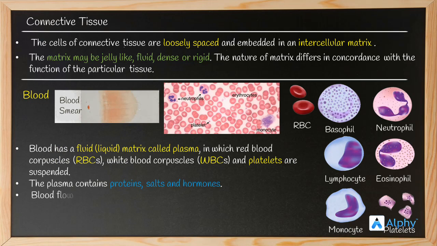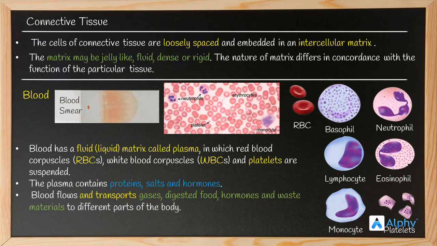That's it. The blood flows and transports gases, digested food, hormones and waste materials to different parts of the body. So tell me the function of the blood, the connective tissue. They transport gases, digested food, hormones and waste materials, which means they connect different parts of the body, right? And that's why they are known as connective tissue, right? And they also have an intercellular space which is a fluid, right? Plasma. That's it. So that was about blood.